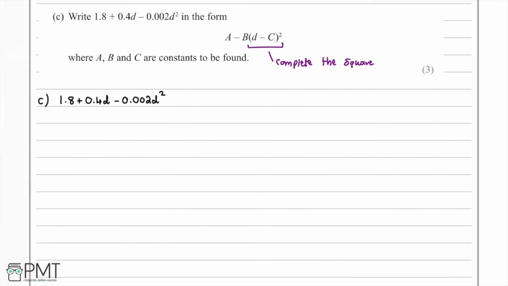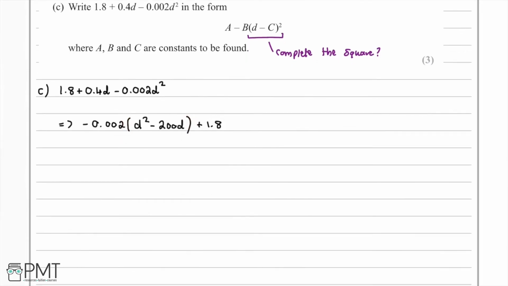But we do note that this isn't yet in a form which would be entirely easy to complete the square. So what we're going to do is we're going to rewrite it as follows. We're going to take a common factor out of negative 0.002. So we'll then have the following. We'll have negative 0.002, and then we're going to multiply that by d squared minus 200d, and then we'll have our 1.8 on the end. So as you can see here, we've taken out a common factor of negative 0.002, and then it leaves us inside the brackets here, d squared minus 200d.